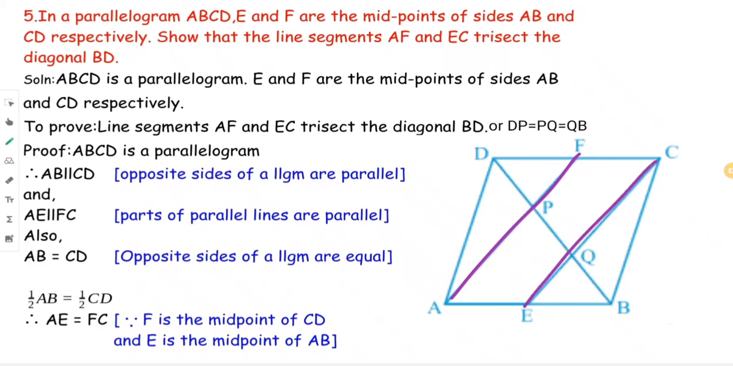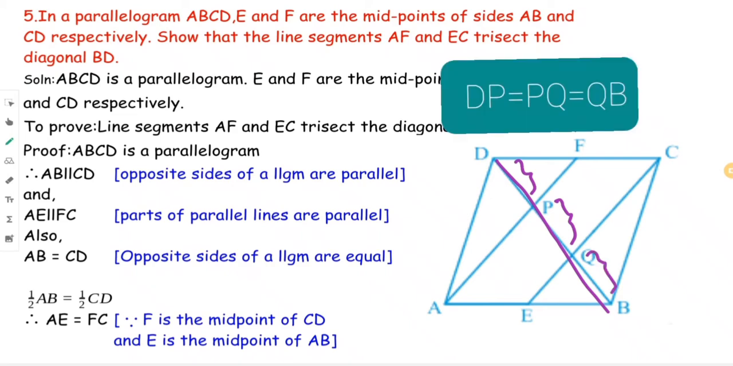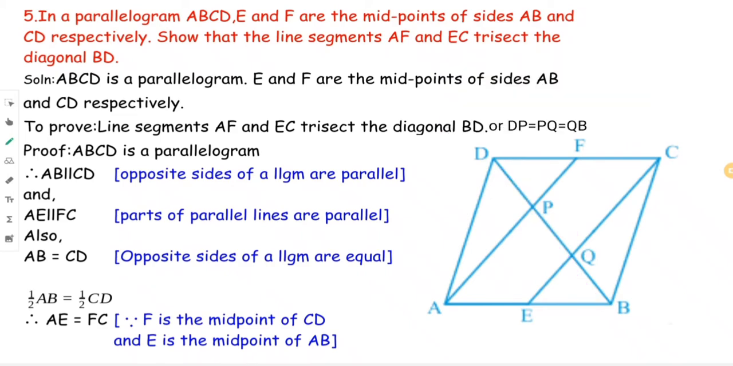Trisect simply means we're asked to prove that this diagonal BD is divided into 3 equal parts. That means we'll be proving that DP equals PQ equals QB. Clear? Alright, now let's see how we prove this. First thing, we'll try to prove that AECF is a parallelogram. Once we have proved that, we'll take this triangle here, and also this triangle here, one after the other, and try to prove that DP equals PQ equals QB.